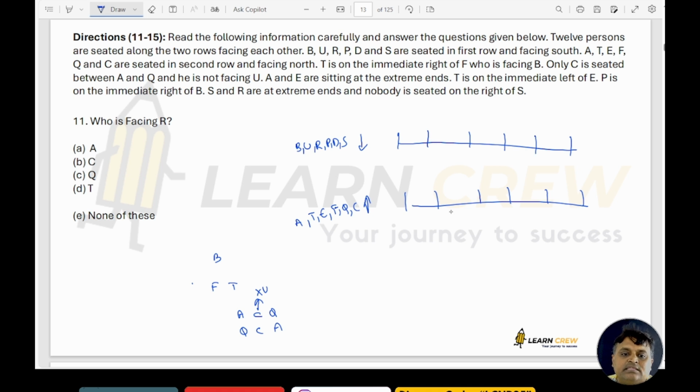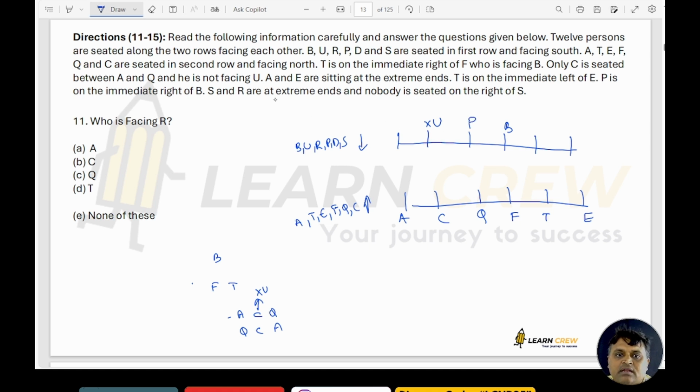A and E are the extreme ends. Between A and Q, C is there. And F and T. This is over. T is on the right of F. Now opposite to F, B is there. Here U is not there. Now P is on the immediate right of B means P has to be here.